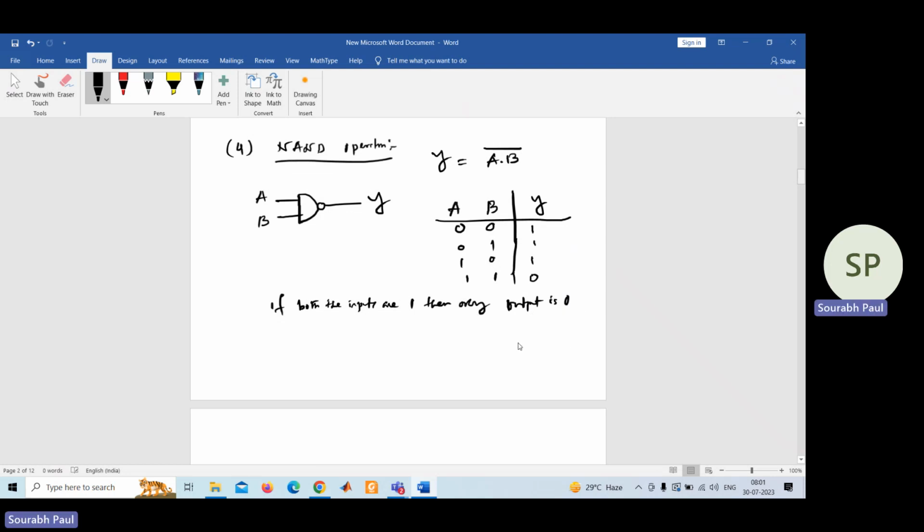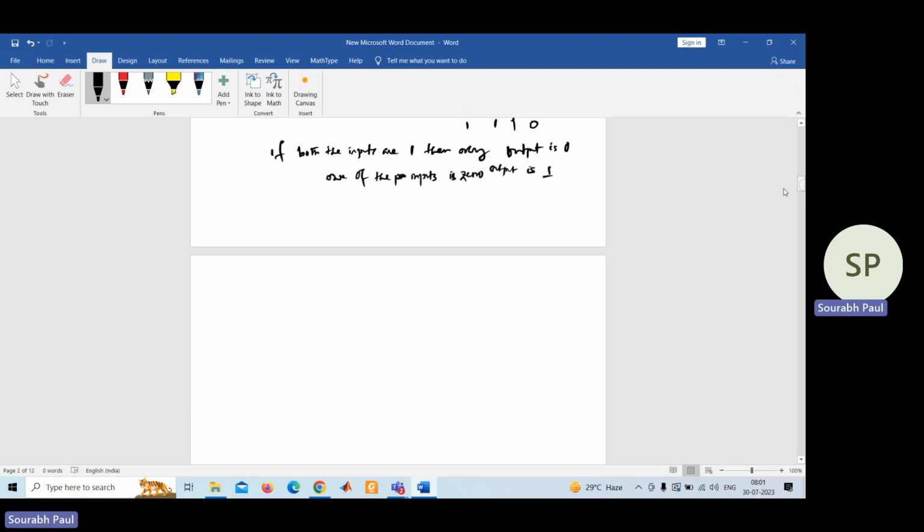In case of NAND gate, if both the inputs are 1, then output is 0. And if at least one of the input is 0, then output is 1. Okay, this is the logic followed.